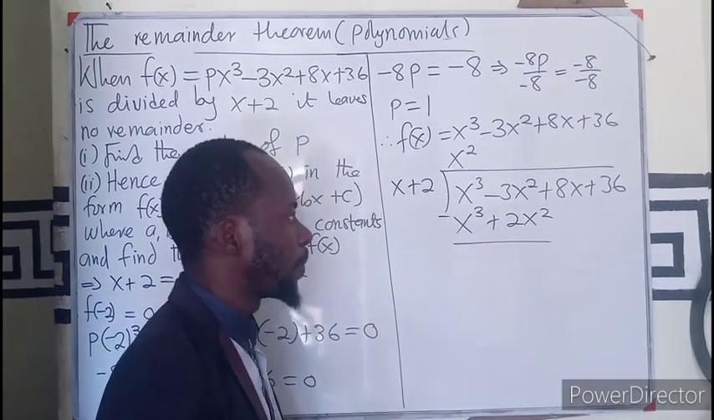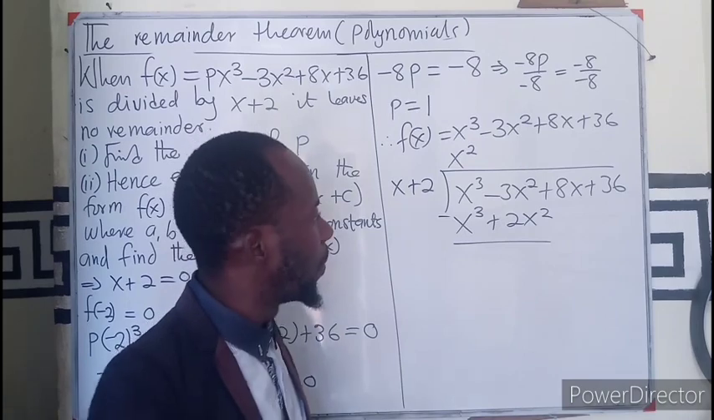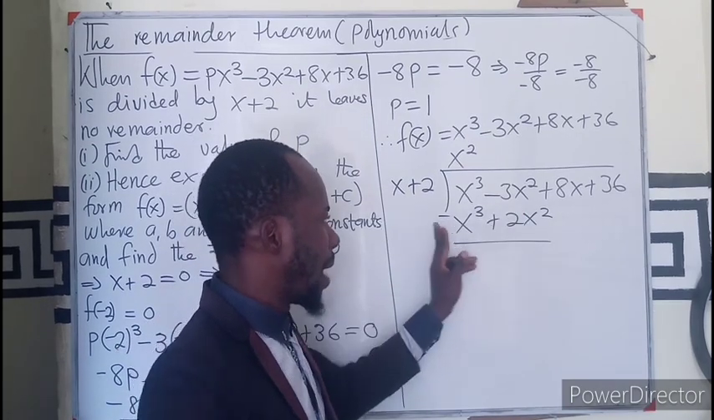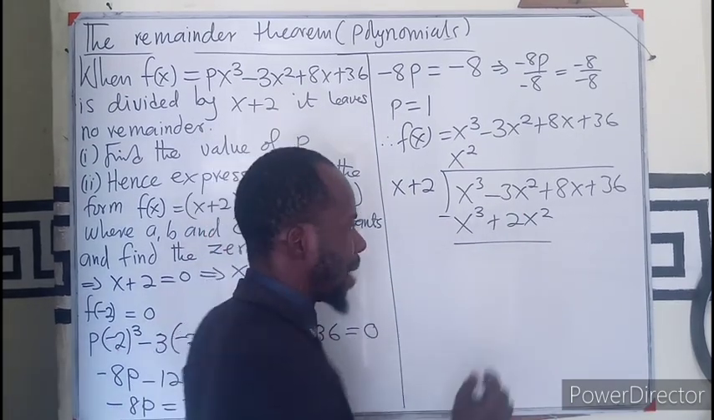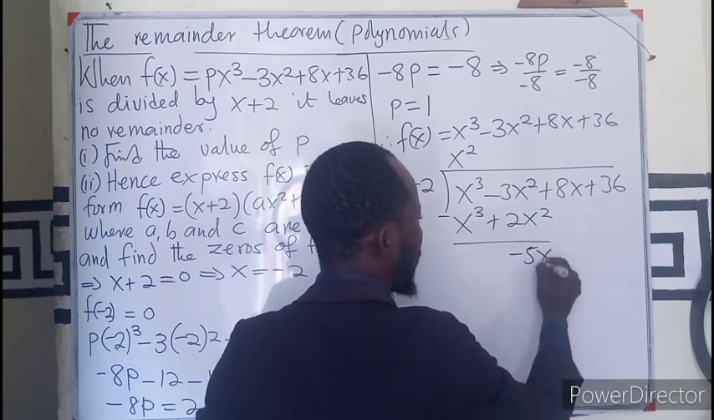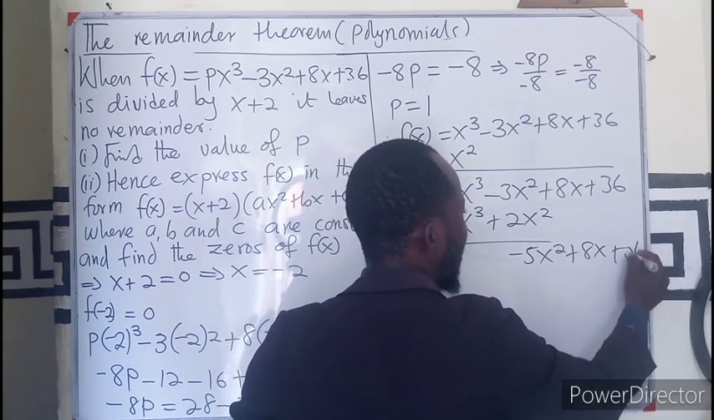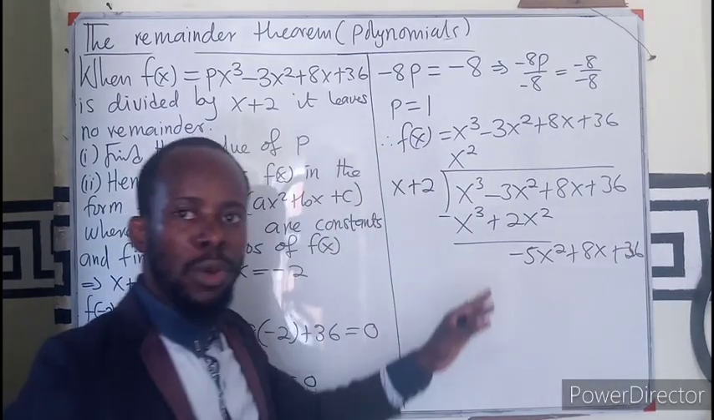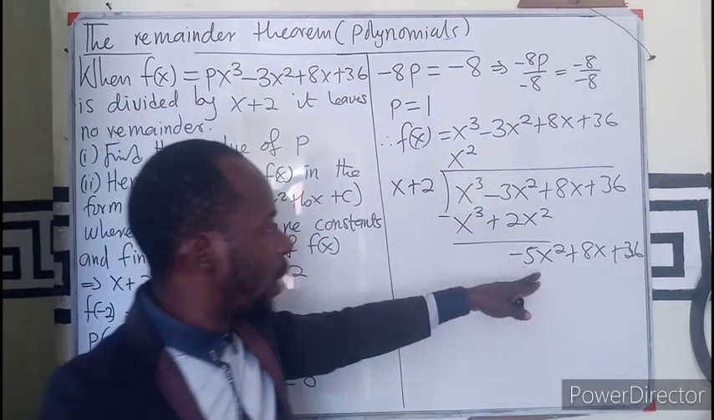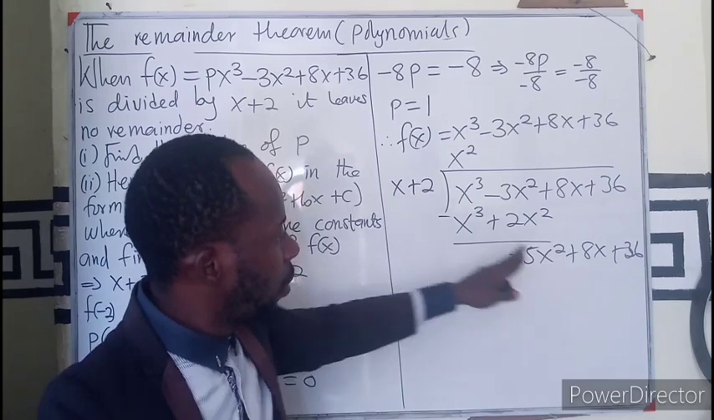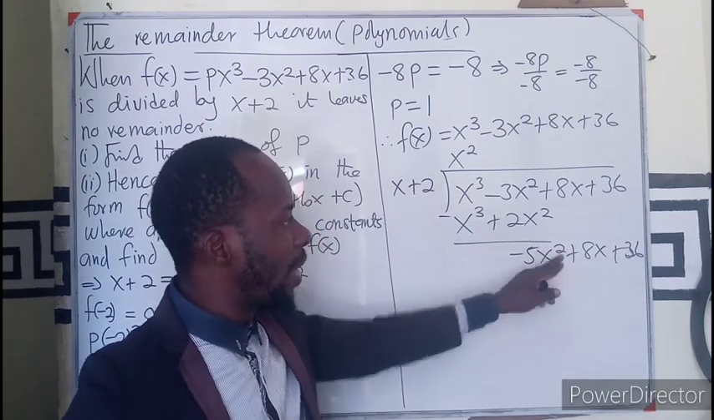Perform your subtraction. The first terms will be 0. Minus 3 minus 2 will become minus 5, so minus 5x squared. Bring down the 8x and 36. This becomes your new dividend. The dividend will still be divided by x. The power of 2, power of 1. The power decreases to what?